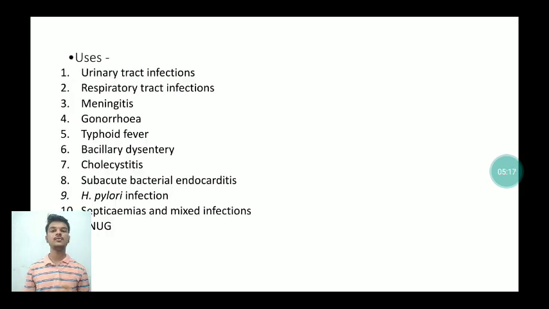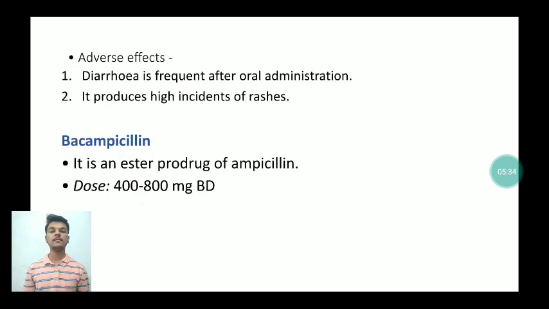Its uses are: it is used to treat urinary tract infections, respiratory tract infections, meningitis, gonorrhea, typhoid fever, bacillary dysentery, cholecystitis, subacute bacterial endocarditis, H. pylori infections, septicemias and mixed infections. Its adverse effects are diarrhea and rashes, especially in immunosuppressed patients.